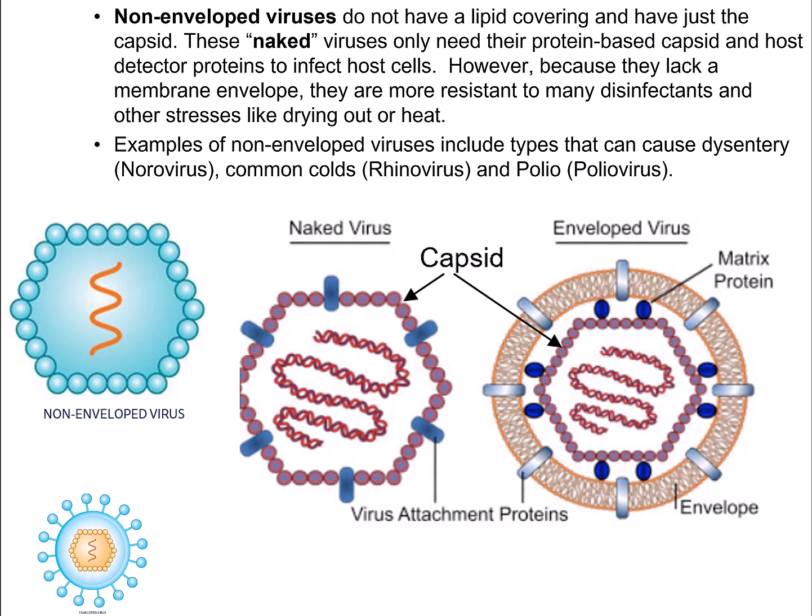Now, non-enveloped viruses do not have a lipid covering and have just the capsid. And these so-called naked viruses only need their protein-based capsid and host receptor proteins to bind onto a cell and enter the cell. However, because they lack a membrane envelope, they're more resistant to many disinfectants and other stresses like drying out or heat. Now, examples of these non-enveloped viruses include types that cause dysentery, common colds, and poliovirus.